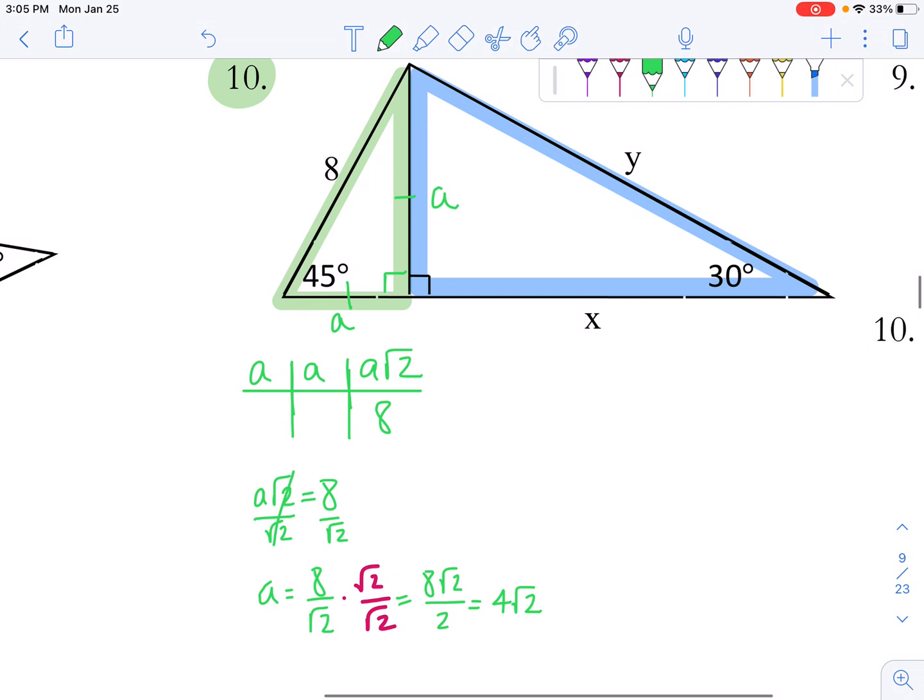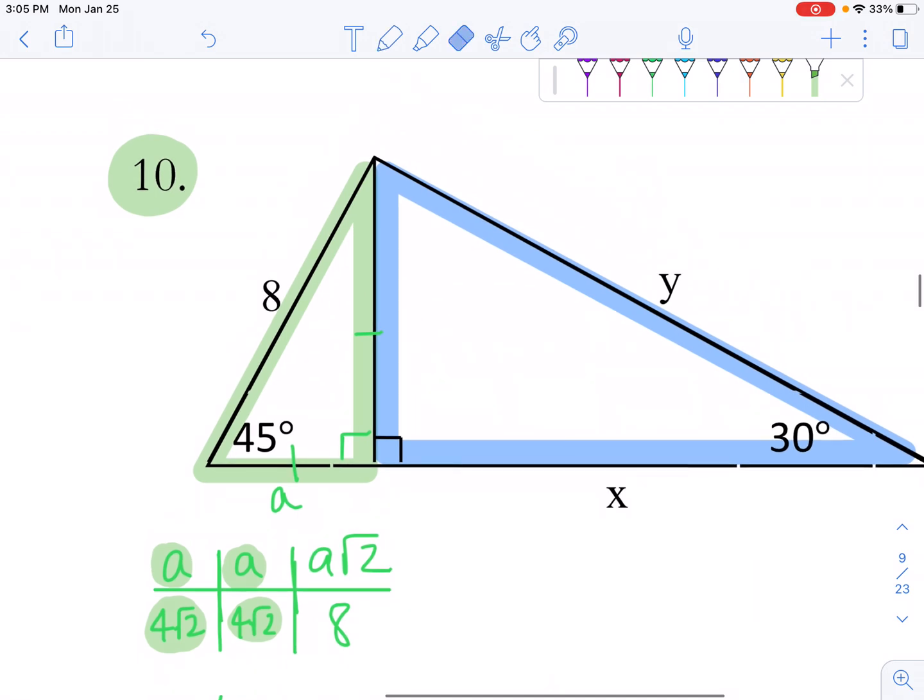Okay, so we've done this type of rationalizing a bunch now. Hopefully it's becoming easier and easier. So now that we know that A is 4 root 2, I can put 4 root 2 in for both of these. Now going back to my diagram, that means this segment here is 4 root 2, this whole segment. And I'll do it in a different color here. This segment here is 4 root 2. So as far as my 45, 45, 90 triangle goes, this green one, I know all three sides now, 4 root 2, 4 root 2, and 8.